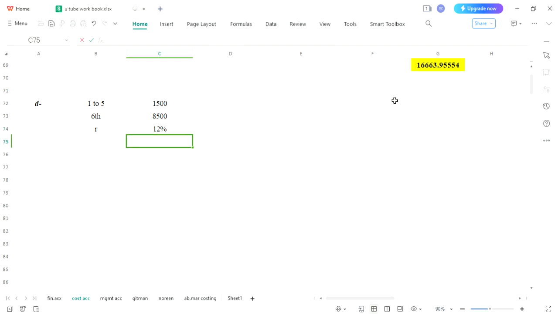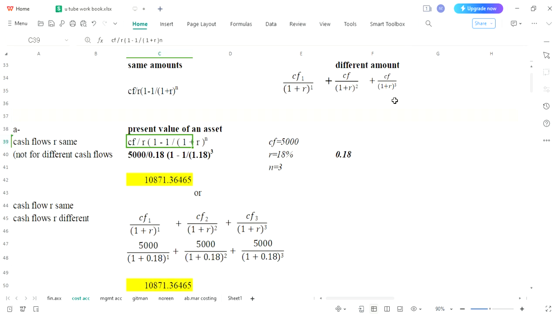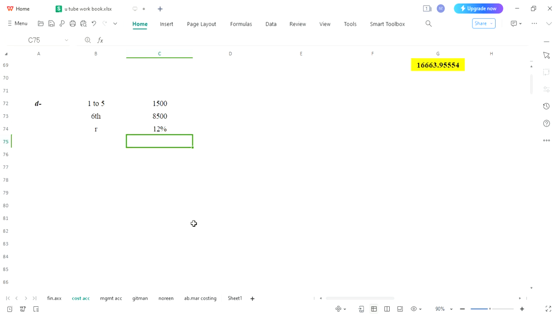Alright guys, we have written the formula. Now decide which formula you will use. Look, when cash flows are the same, you will use this formula. When cash flows are different, you will use individual formulas. And here there is trouble. From 1 to 5 you have the same cash flow, 6 is different. You can use both. As I have told you, individual formulas can be used when cash flow amounts are the same or different. So you can use both formulas.